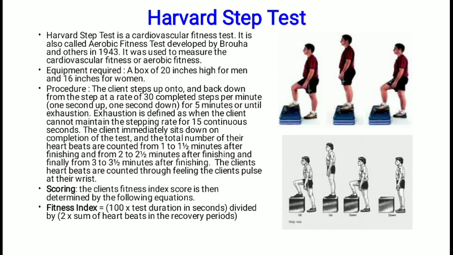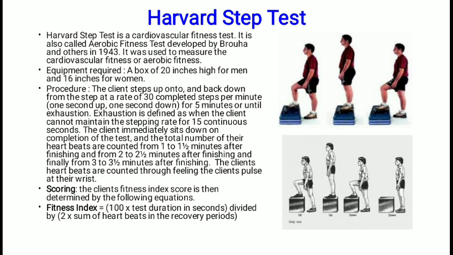So what equipment is required? A 20 inch high box for the men, and a 20 inch high box for the women. In the first picture you can see the pads, and in the bottom picture you may see the box available for the test, where the person steps up and steps down.